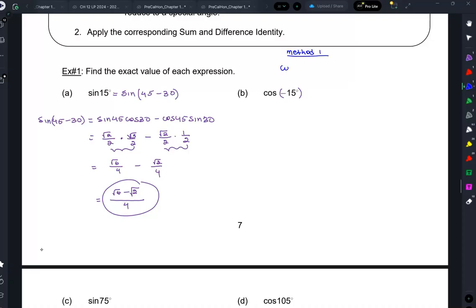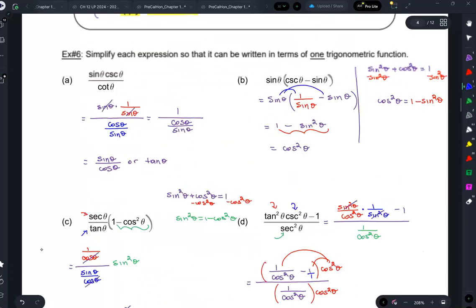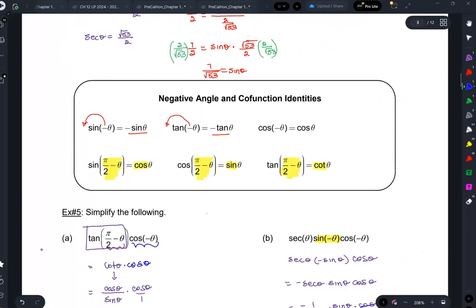Cosine of negative 15. So how do we get negative 15? You could do 30 minus 45, right? That gives you negative 15. Or, okay, cosine of negative 15, right? Look at what we used in the first lesson.